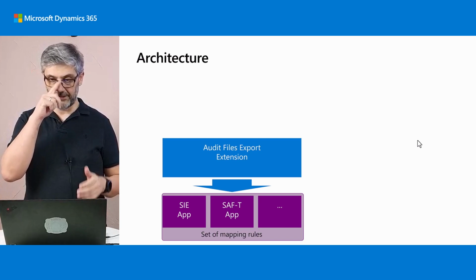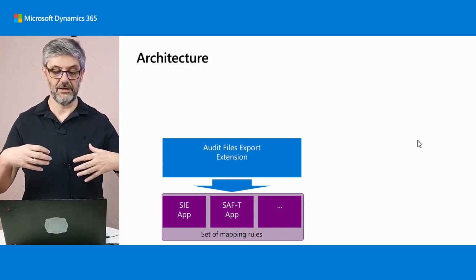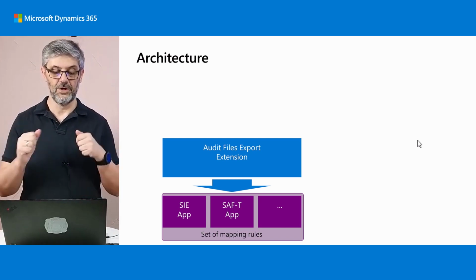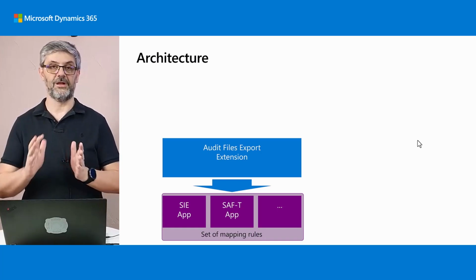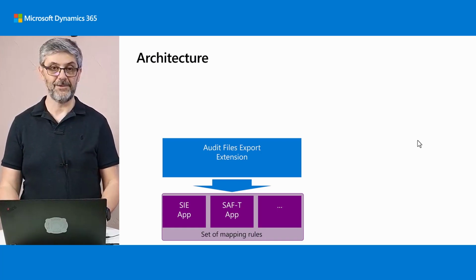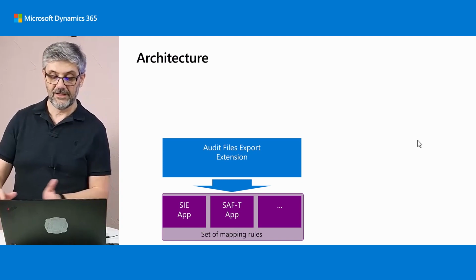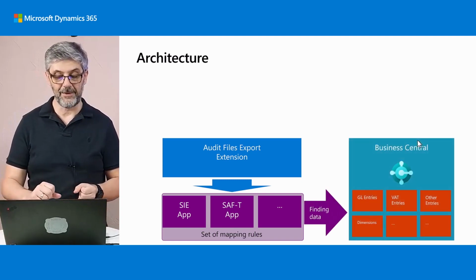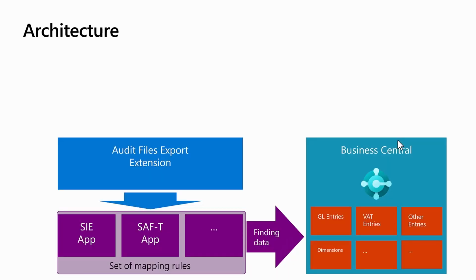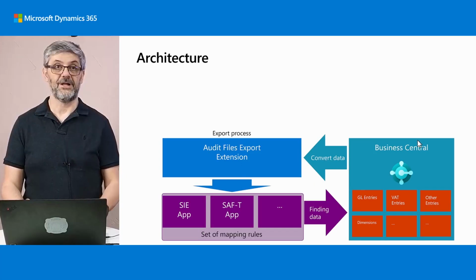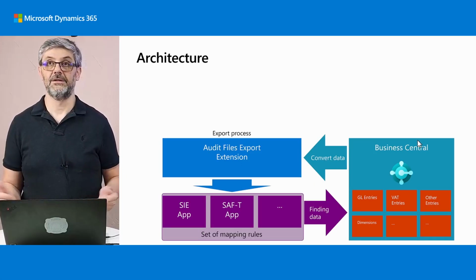And how will the system work? The system actually works as an audit file export. We pass through a set of mapping rules in these small apps. And the system, using these mapping rules, finds data inside Business Central. When it finds data, the system will map based on these rules we created, and the converted data is sent back to the audit file export extension, and then from the audit file export extension, the system will start exporting data.